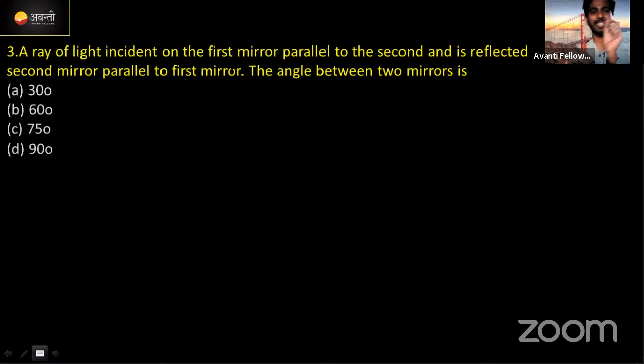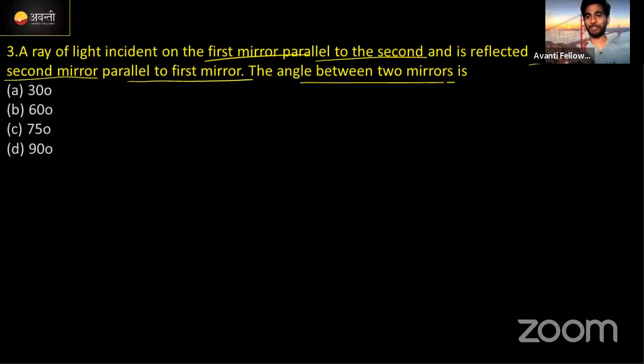A ray of light is incident on a first mirror. Okay, there is one mirror, and a ray of light is incident on it parallel to the second one. Parallel to the second one. Same scenario as we discussed in the last problem. And it is reflected from the second mirror parallel to the first mirror. Right? The angle between the two mirrors is what we need to find. Last time they gave the angle between the two plane mirrors. Now we need to find out the angle between the two mirrors.